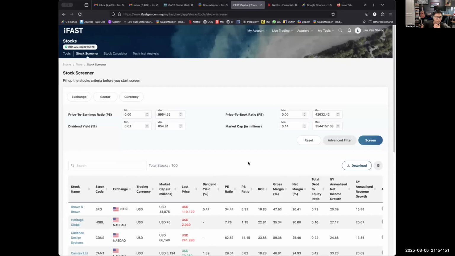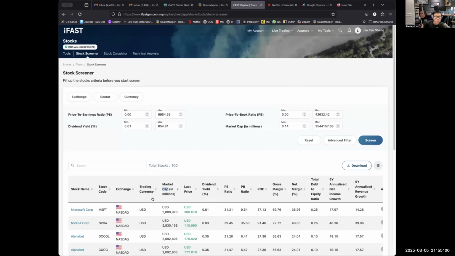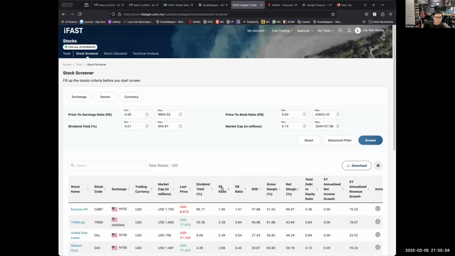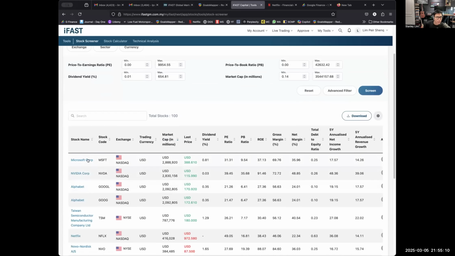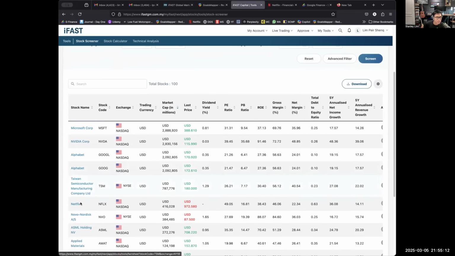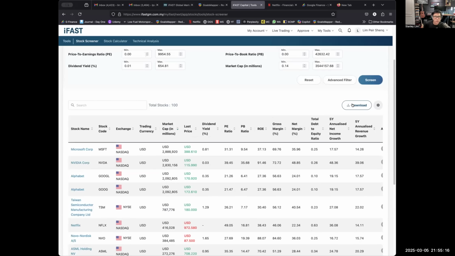Screening through all the markets, you can see it still gives me quite a decent size to look at, like 100 stocks, and a lot of things to research on. You can arrange it in terms of market cap, in terms of how fast it's growing. You can see some of the great companies, Microsoft, Nvidia, Netflix is still here, all the great companies. And then we can download this for later.